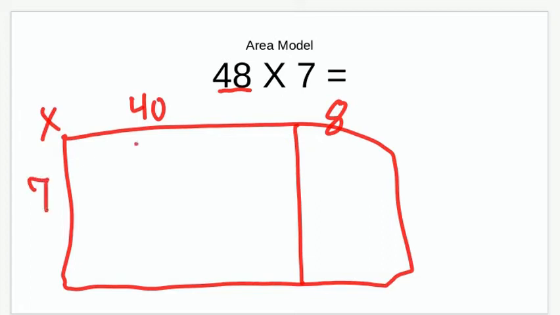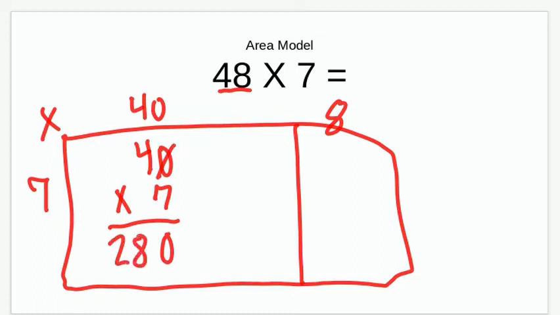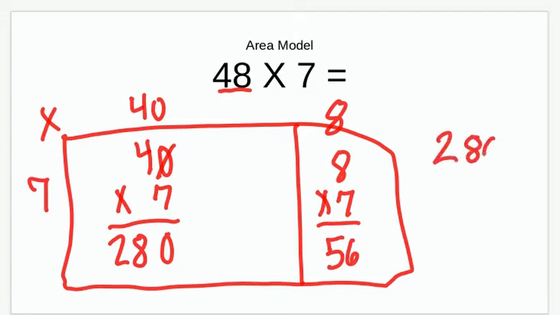So my first section, my larger section, I have 40 times 7. 7 times 0 is 0. 7 times 4, that's 4 groups of 7. It's 28. So 40 times 7 equals 280. Then my smaller section is going to be 8 times 7. And that equals 56. Now put both these parts together, you have 280 plus 56.